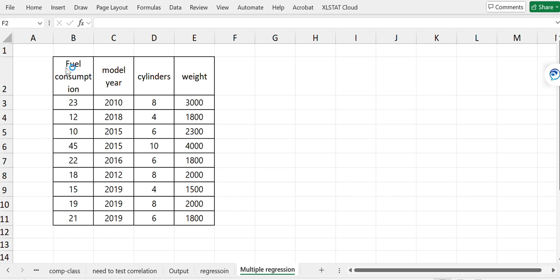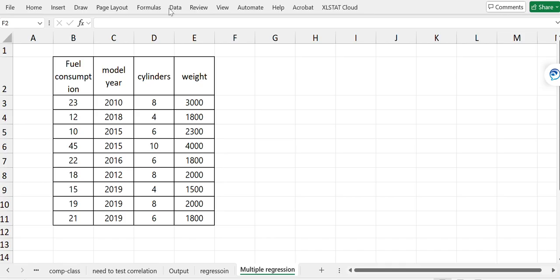So we have fuel consumption, which is dependent, the Y, on which year the car was manufactured, that is model year, one factor. Number of cylinders, another factor, and the weight of the car, third factor. So there are three factors, X1, X2, X3, which affect your fuel consumption. Now I want to build a model which shows how the equation will look like.